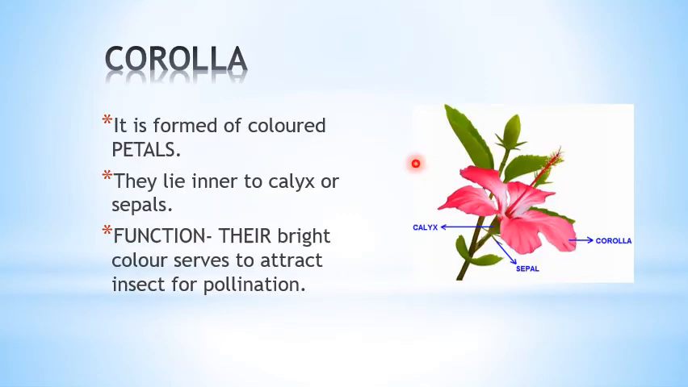The next one is the corolla, which is formed of colored petals. As you can see, these are bright colored petals which also have nectar, and they lie inner to the calyx. They are bright and serve to attract insects as well as birds for pollination, which is a very important process during sexual reproduction.